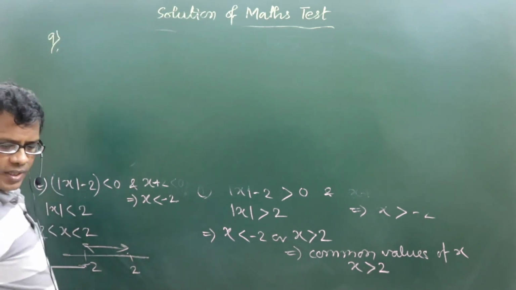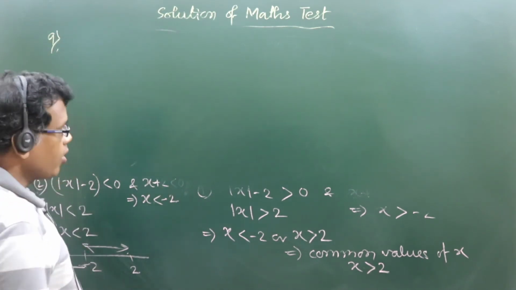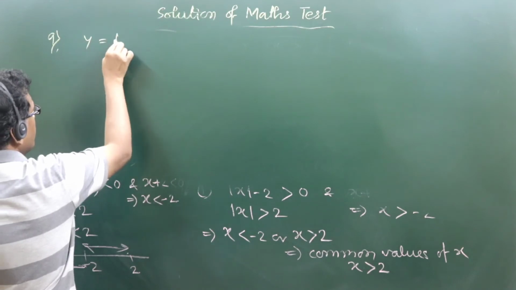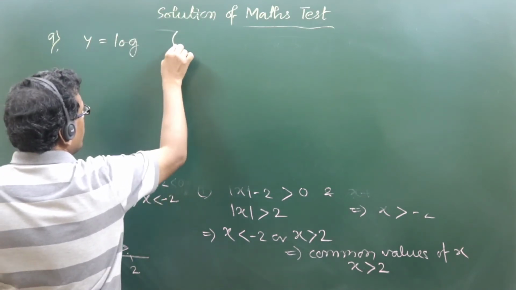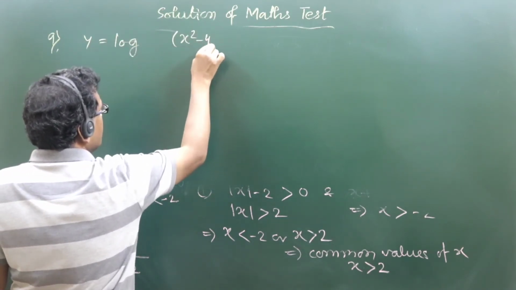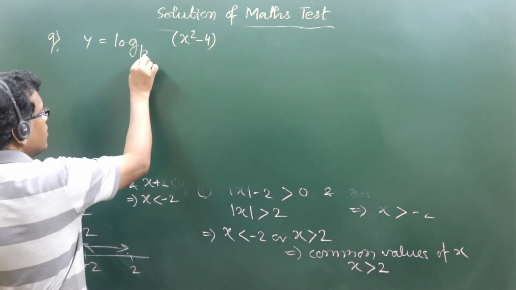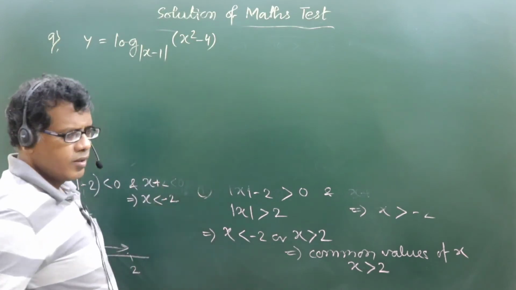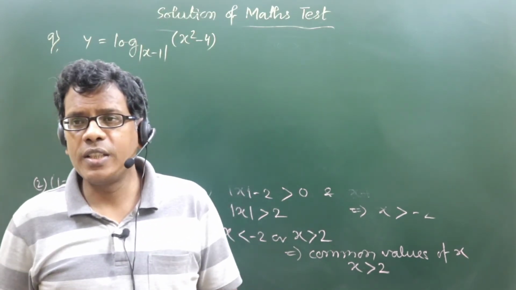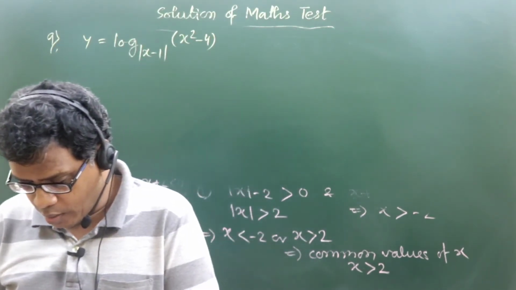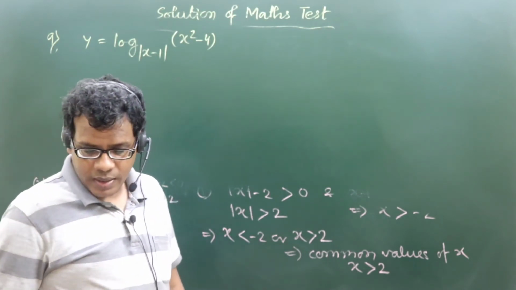Next one is question number 9. In question number 9 it is again log with modulus. Log of x square minus 4, and the mod value is given as x plus 1. So two conditions will be applied here, A and B. On both we have to apply the condition.